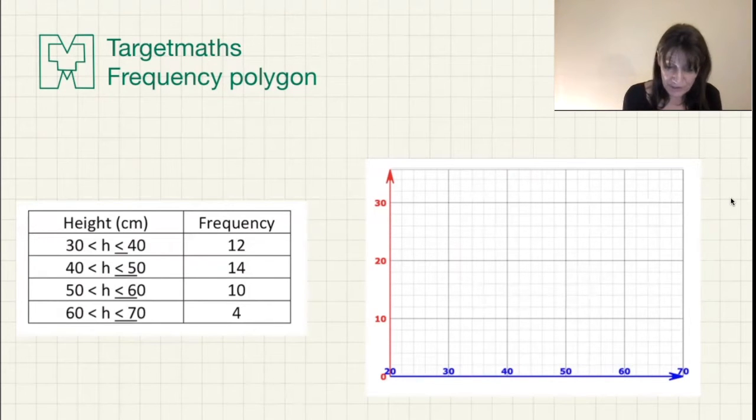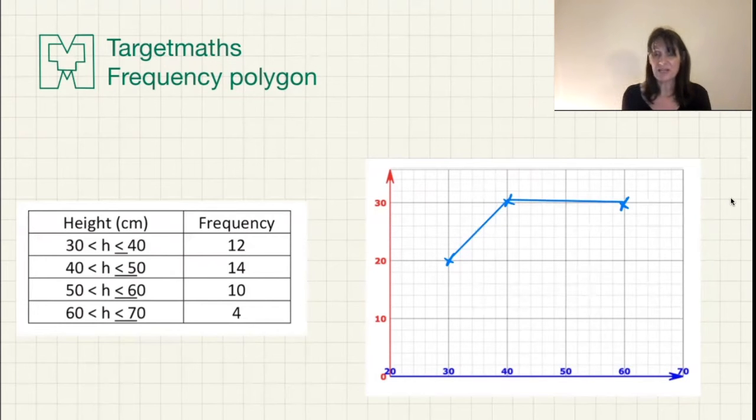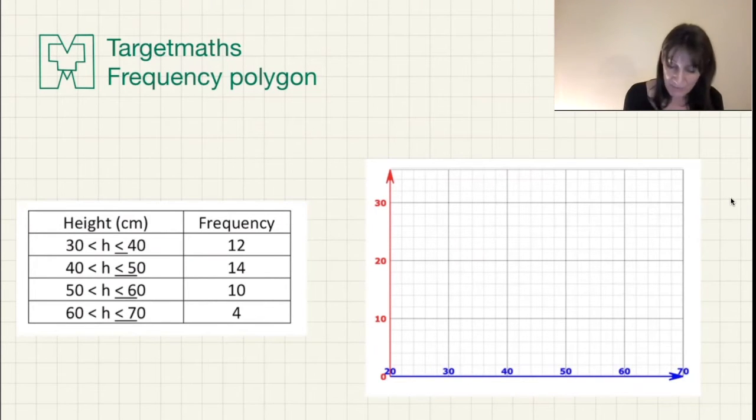Now, to plot a line graph, I am going to need coordinates. If I am going to plot a graph, let's just make one up. There it is, and create the straight edges that it's supposed to have. I can only get to that stage if I have got coordinates. So from the table, I have to get that information. We've already spoken about using the midpoint, so 35 is going to be a coordinate that I use. That is going to go with 12, my frequency, and that is the first coordinate that I would plot.